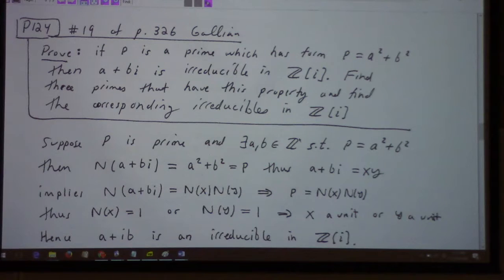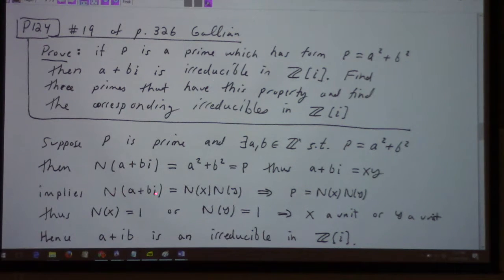Problem 19. If p is a prime which has the form a squared plus b squared, then a plus ib is irreducible in the Gaussian integers. Prove that, and find 3 primes that have the property and the corresponding irreducibles. All right. Suppose we have a prime that has the form a squared plus b squared. Well, then the norm is equal to a squared plus b squared, right? And that's equal to a prime.